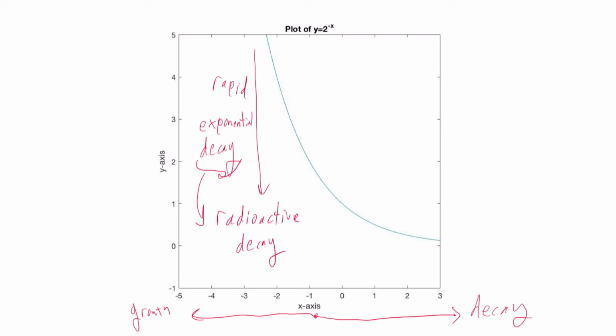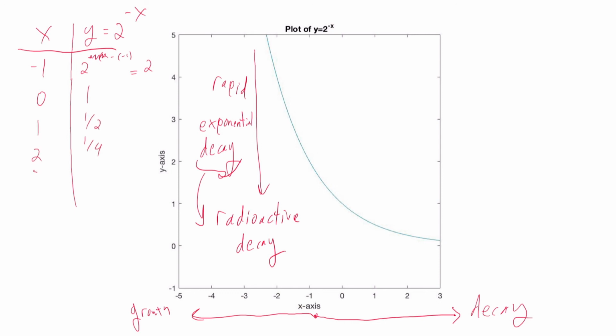Okay, and again, we can get a picture for this either by remembering the sketch or by plotting some values. So let's say we'll do -1. Well, then I have 2 to the minus -1, so just 2. 0, I'm at 1. 1, I'm at 1/2. 2, I'm at 1/4. 3, I'm at 1/8. So I really am converging very rapidly to 0.